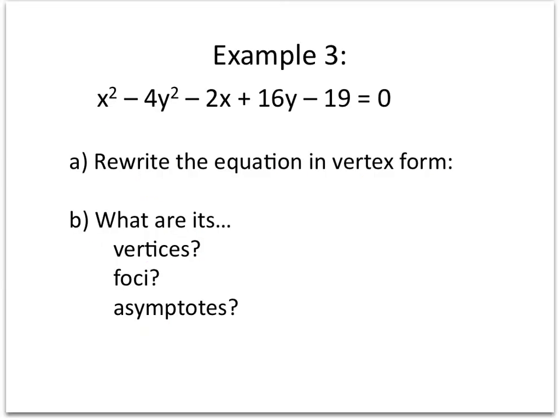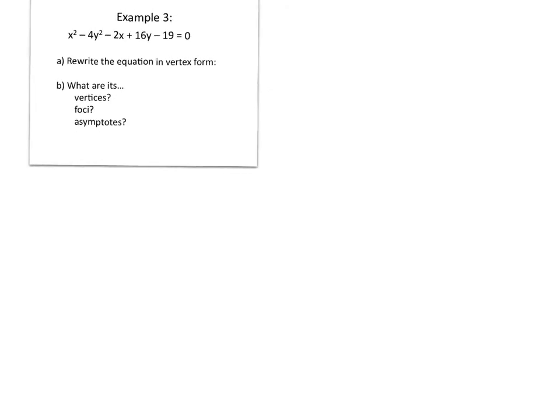Okay, and here's our last example. So what do you think we're going to do in the last one, just as we've done before? This one is in standard form or expanded form, and we want our equation in vertex form. So we're going to end on that, and when you get to class, we can check the vertices, foci, and asymptotes. So let's go ahead and complete the square here.